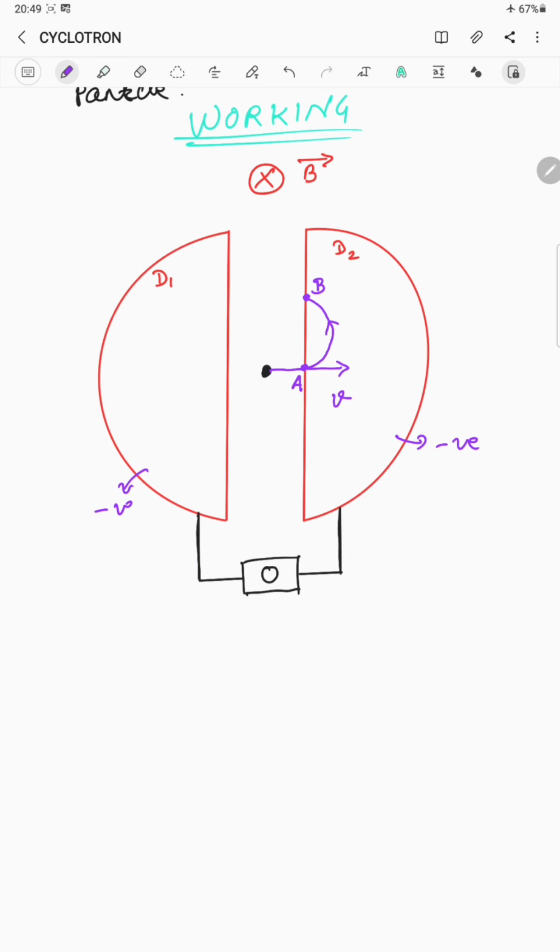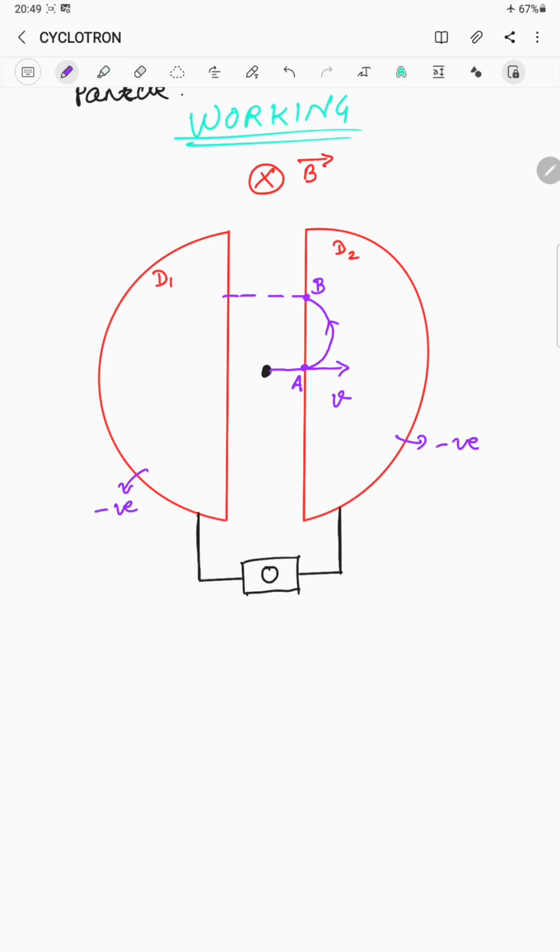negative. Initially, while the particle was approaching towards D2, why was it approaching towards D2? Because D2 was negative and D1 was positive. Now, when it reaches point B, the oscillator changes the polarity of the D's, and when the particle is at point B, D1 becomes negative. So it will again be attracted. So when it is going to be attracted, you'll find the velocity will increase.